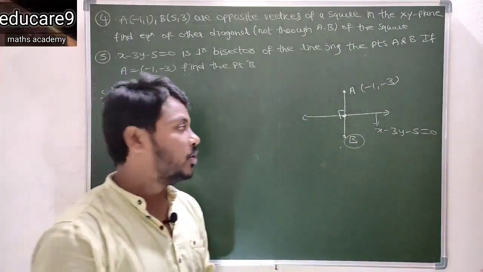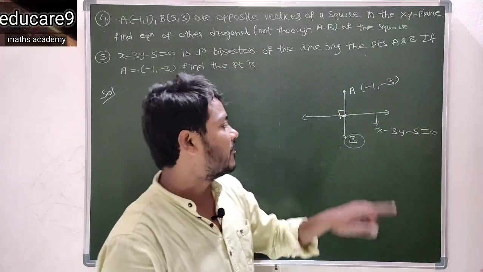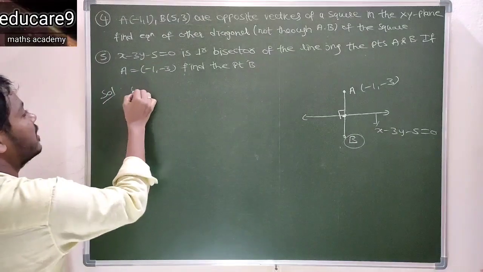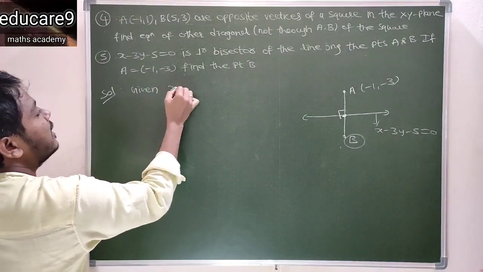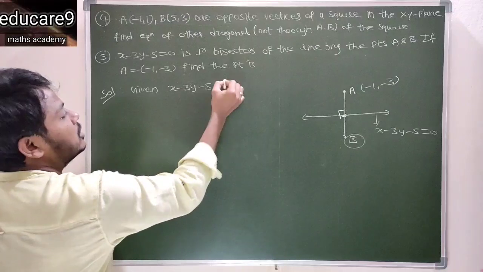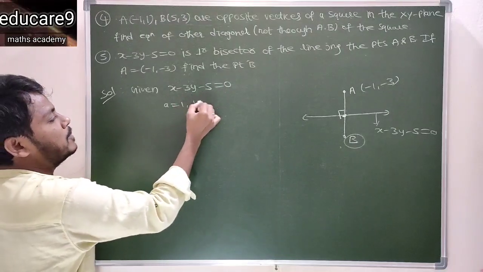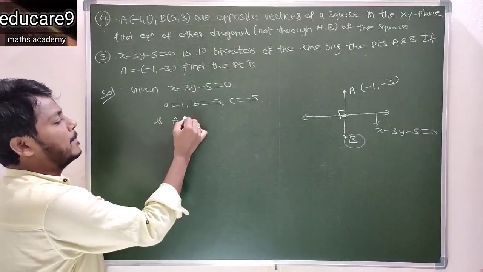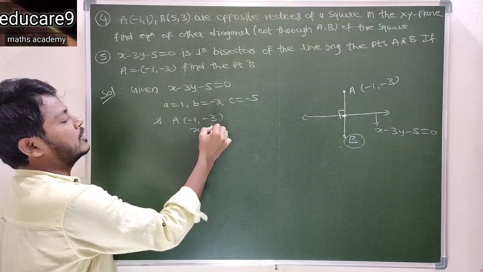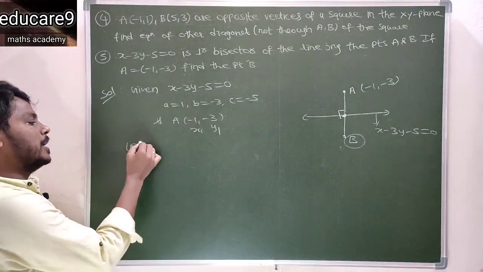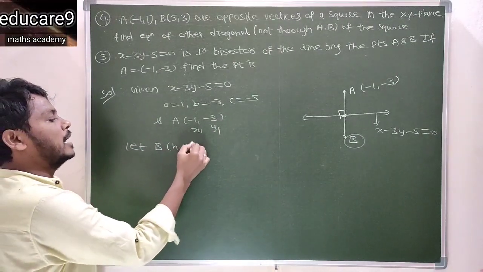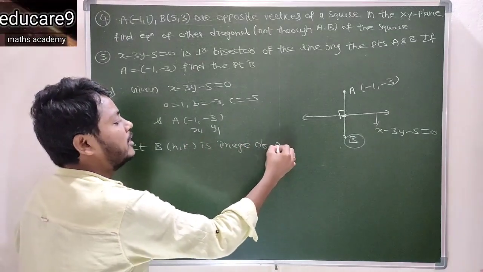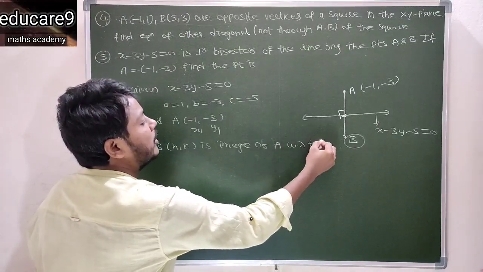So clearly here we have to use the image theorem, because B is the image of A with respect to the line. Okay. So here the given line is x minus 3y minus 5 equals 0. So clearly a is equal to 1, b is equal to minus 3 and c is equal to minus 5. And point A (minus 1, minus 3) is x1, y1. So I am assuming let B (h, k) be the image of A with respect to equation 1.